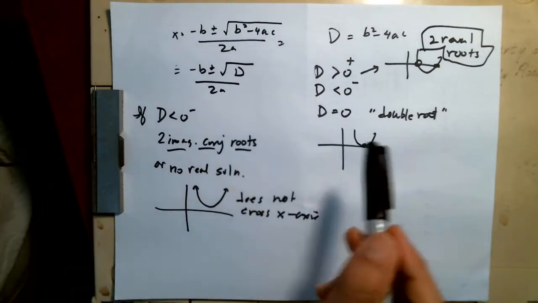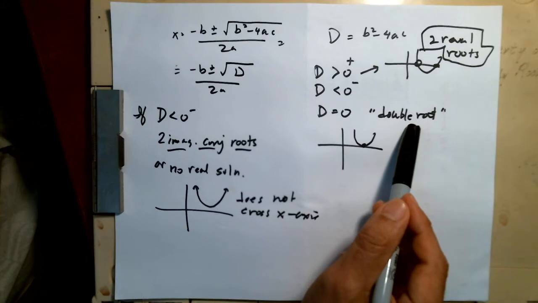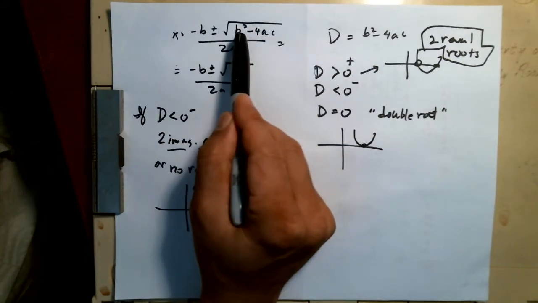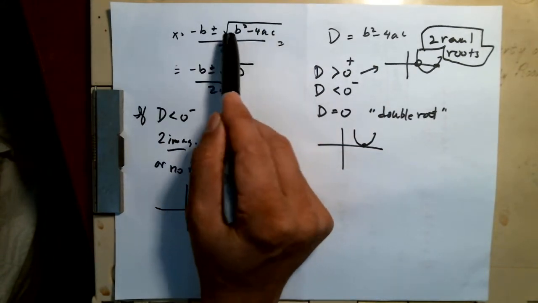So these are the discriminant. How we discriminate is if it's greater than 0, less than 0, or equal to 0 inside this radical right here.